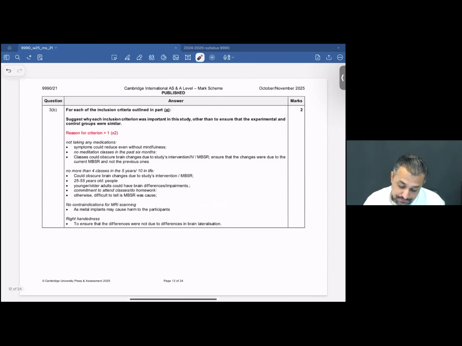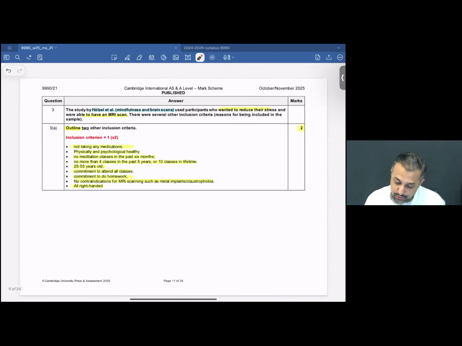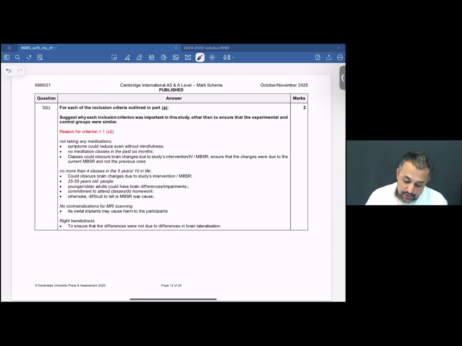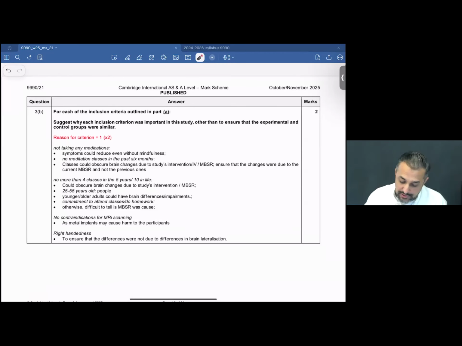Moving on, for each of the inclusion criteria outlined in part A. So this was a 2-mark question, and 3B is a 2-mark question too. Question number 3 is of 4 marks in total as well. For each of the inclusion criteria outlined in part A, suggest why each inclusion criteria was important in the study, other than to ensure that the experimental and control groups were similar. Now, this part too, like I say, read your questions well, read your questions thoroughly.